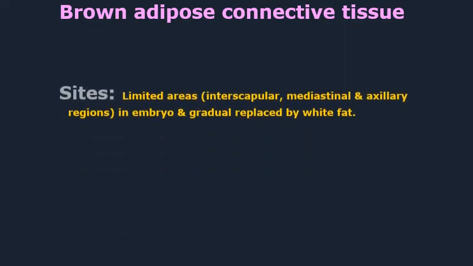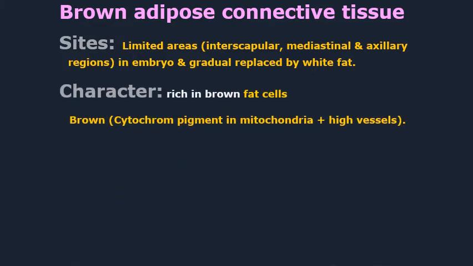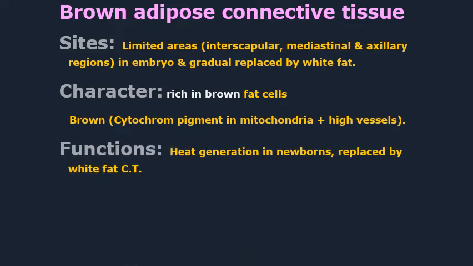Brown adipose connective tissue. In adults, it's limited to the interscapular, mediastinal and axillary regions, while in the embryo it is gradually replaced by white fat cells. They are brown in color as they contain cytochrome pigments in the mitochondria present in the multilocular fat, and in between there are many blood vessels. The function is heat generation in newborns, and then it will be replaced by white fat connective tissue.